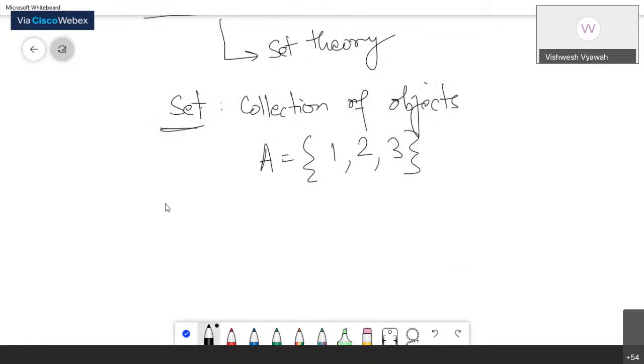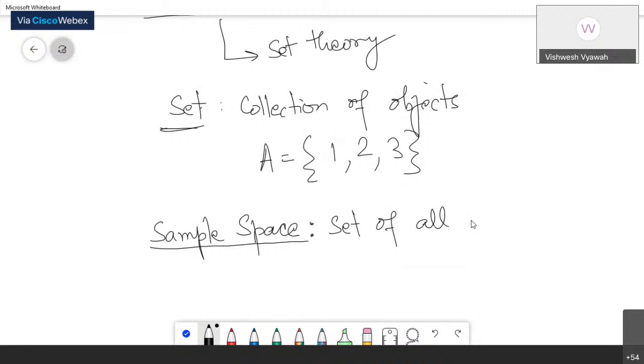We'll move ahead now. Now we are going to define the sample space, a very important concept. Okay, what is the sample space? Sample space is the set of all possible outcomes of an experiment.